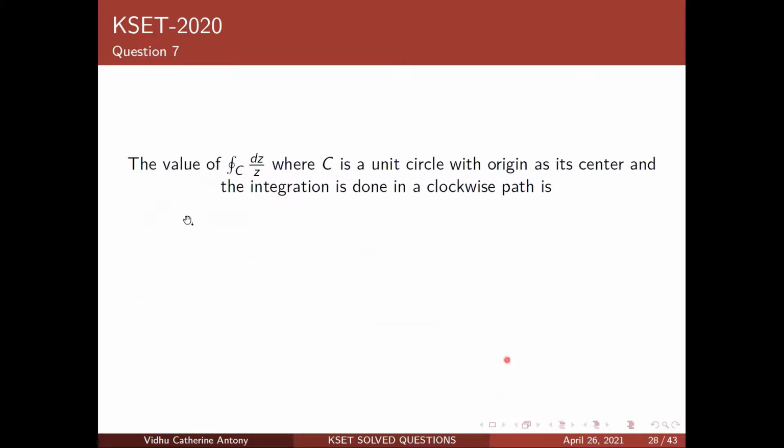In this question, what you need to remember is there is a trick. I would be deriving the trick for you so that you can remember it. There is a tricky formula that you can use for this particular thing, so you can directly find out the answer. Let's look at the options. The value you need to calculate is the integral over C, clockwise, of dz divided by z.